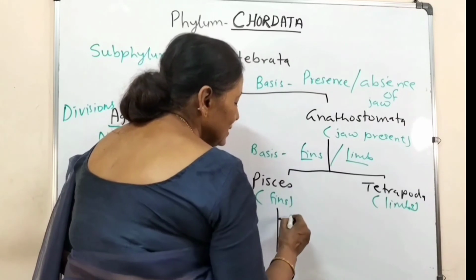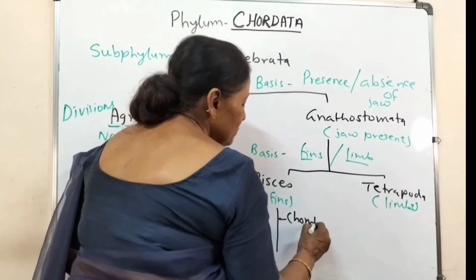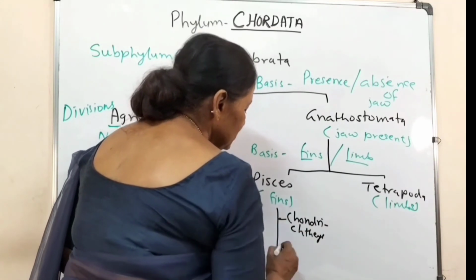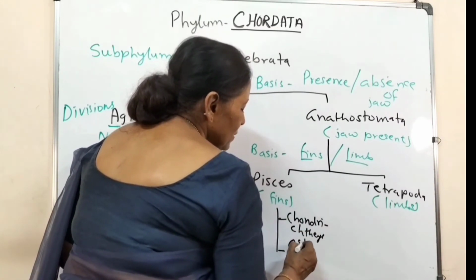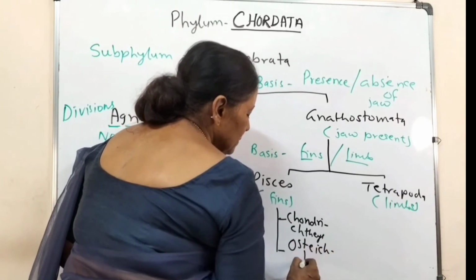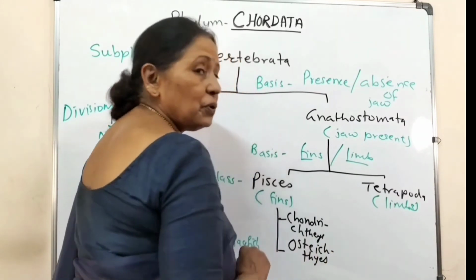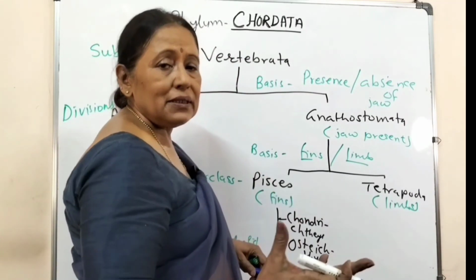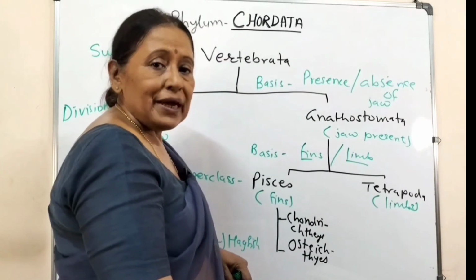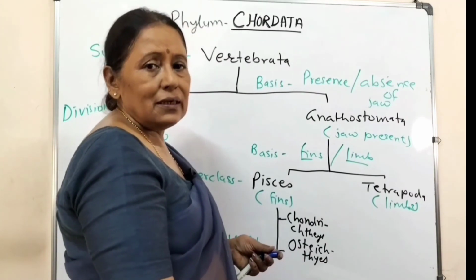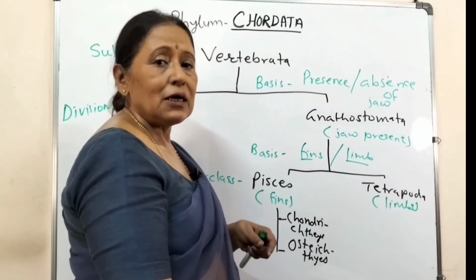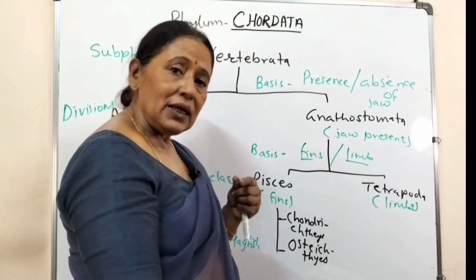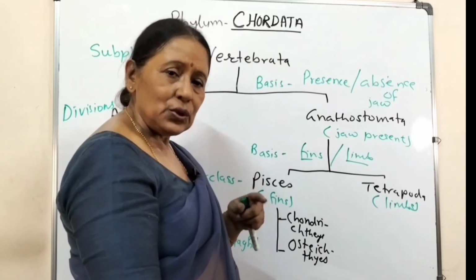In the case of Pisces, they have two classes. One class is Chondrichthyes, the cartilaginous fishes, and one is Osteichthyes, the bony fishes. That means the basis of classification is whether cartilage is present or bone is present. Those organisms in which bones are present also have cartilage. But those which are cartilaginous have no bones.